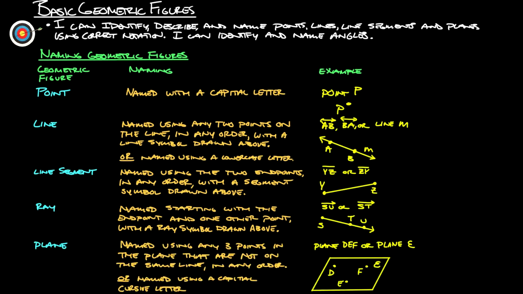One other one is a plane. Okay, a plane is named using any 3 points in the plane that are not on the same line, which would be collinear, in any order. Or you can name it using a capital cursive letter. So for example, here's our plane, and it's got D, E, and F, so you can name it plane DEF, FED, whichever 3. It doesn't matter what the order of the 3 letters are. And in this case here, you can also name this plane E.